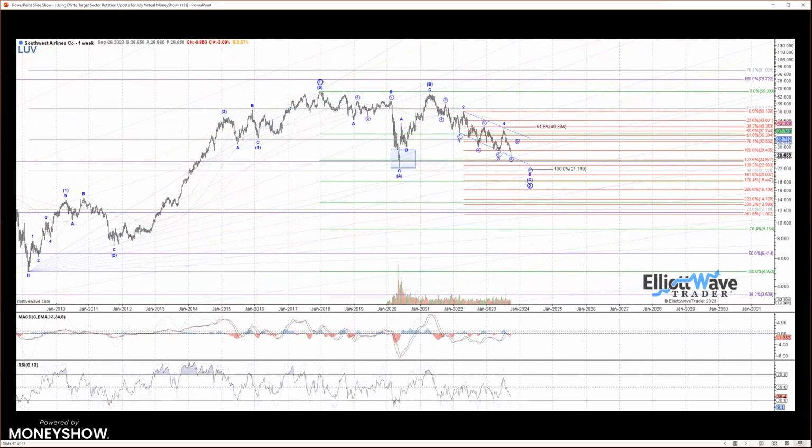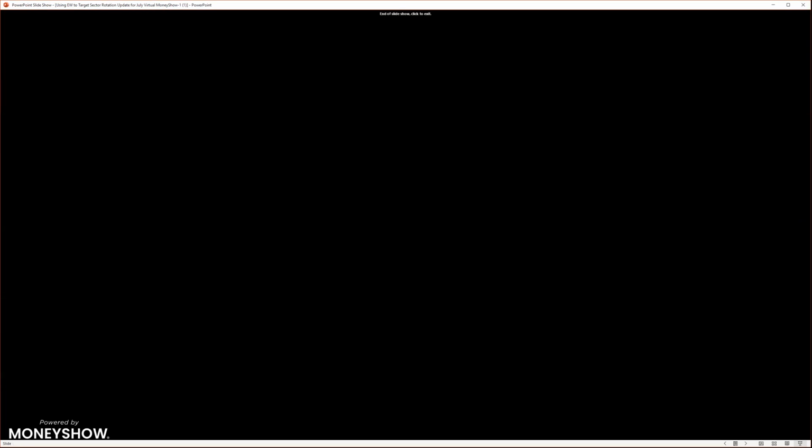It has been working on a corrective consolidation since the 2018 high as what can be a larger degree wave 2. So I tried to run through all of that really quickly. Sorry if that was pretty fast, but I did want to save at least a couple of minutes for questions.